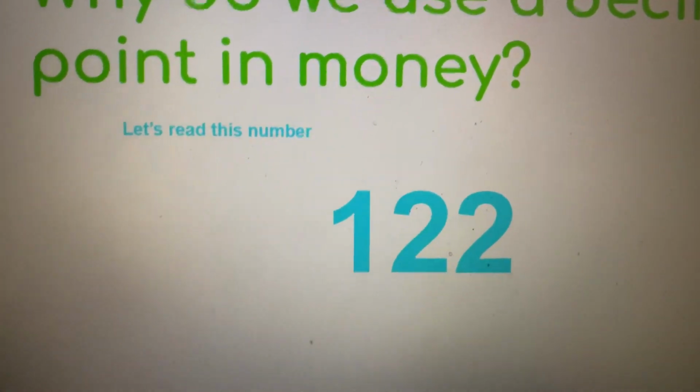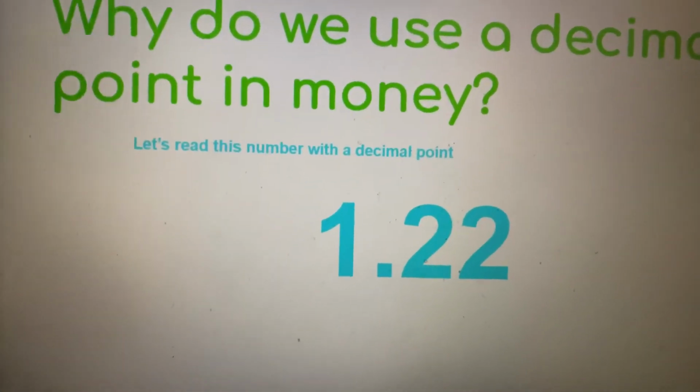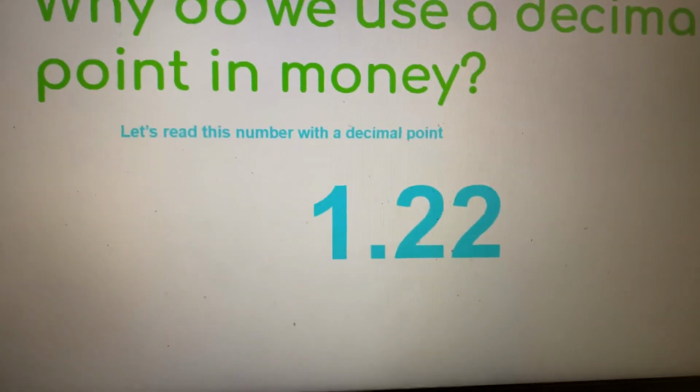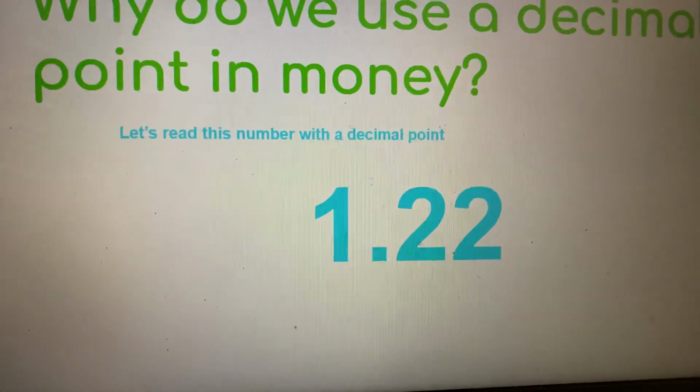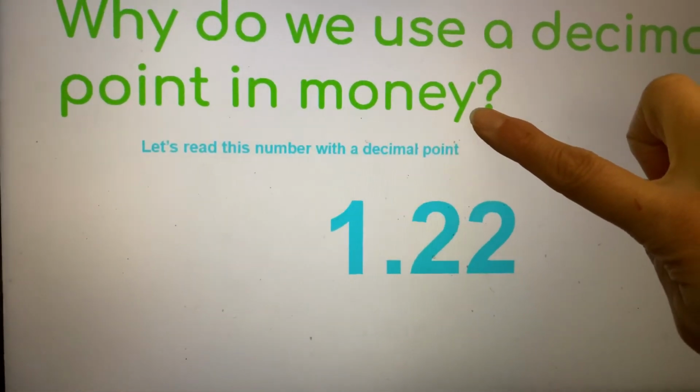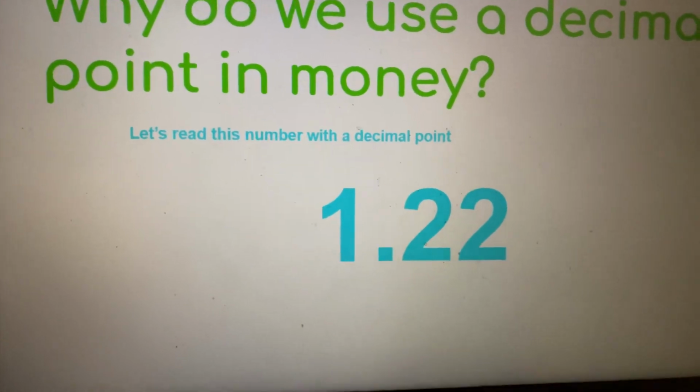However, when we take that number right there that we see, and we take that 122, and we add that decimal point in the middle, now it becomes something different. Now we have a certain amount of money. So let's look at that.